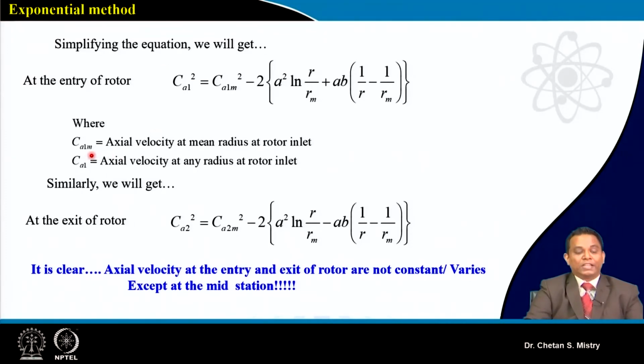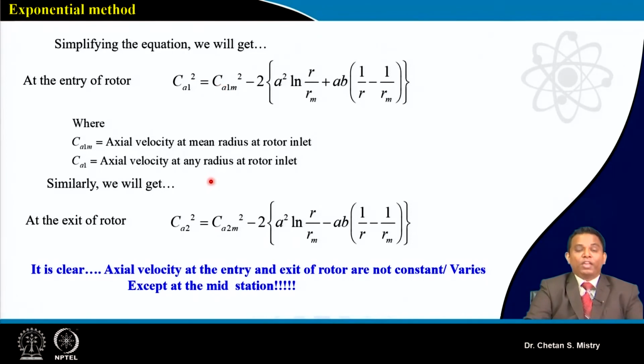So CA1m is nothing but my axial velocity at the mid station at the entry, and my CA1 is nothing but my axial velocity at any station. So you can understand, at the mid station I know my axial velocity, suppose. Then I can calculate how my axial velocity is varying along the span at the entry of my rotor by using this formula.